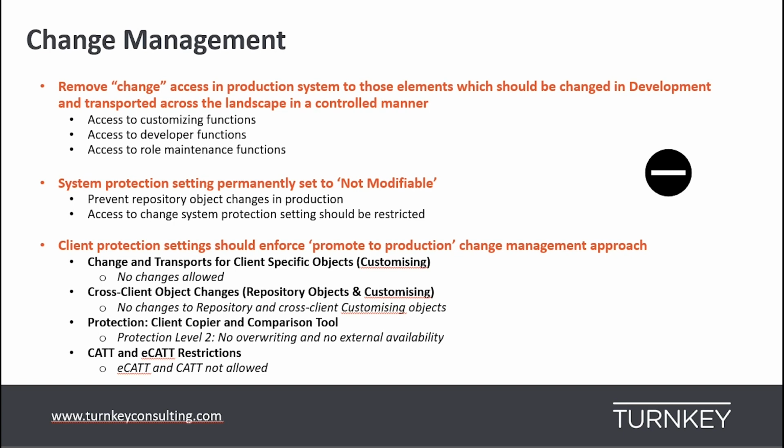The principal objective is to force change activities to take place in the development system and get moved across to production using a controlled change management process and avoid this being circumvented. We do this in a number of ways. Firstly, we remove change access in the production system, particularly for those elements which should be changed in the development system and transported across the landscape in a controlled manner. For example, having access to customizing or developer functions, or being able to maintain roles.